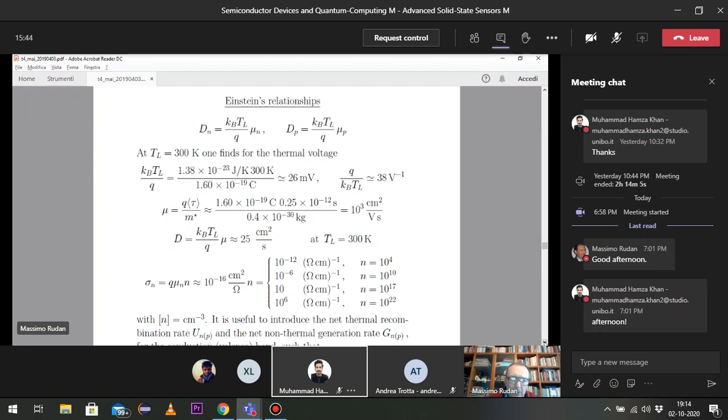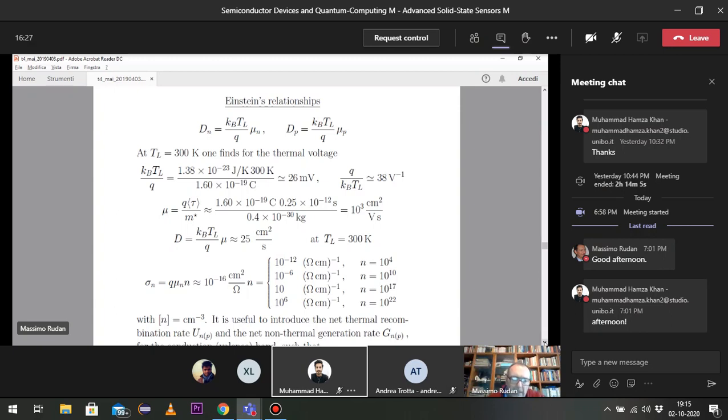And kT over Q also takes a name. It is called the thermal voltage. The inverse of the thermal voltage, that is Q over kT, is also important, because, as we shall see, it appears in the exponent of some expression that determines the current of the p-n junction. So at room temperature, Q over kT is about 38 volts to the minus 1.